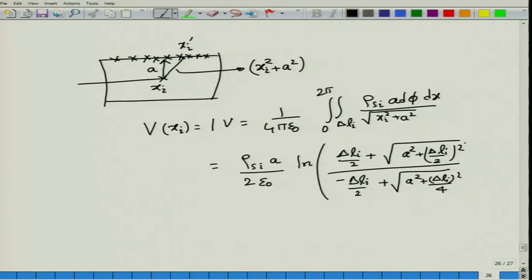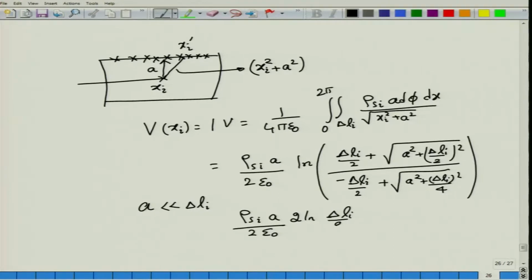If I further assume that a is much smaller than delta Li, that is, a thin wire approximation, then this complicated expression can be rewritten as rho si times a divided by 2 epsilon 0, times 2 log of delta Li by a. So this is a finite number that you can calculate. Of course you don't know what rho si is, but that is okay, because the coefficient for that ith section will be a by 2 epsilon naught, 2 log of delta Li by a, and please remember all these sections will be the same.